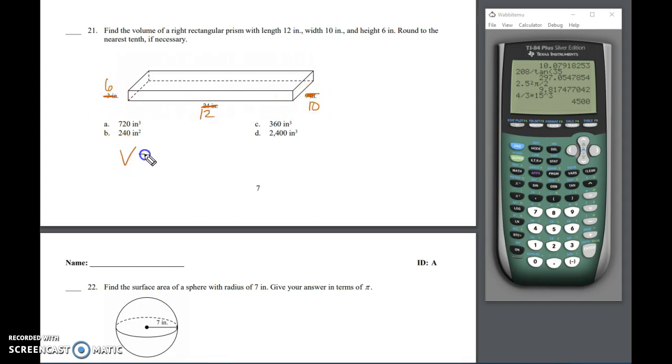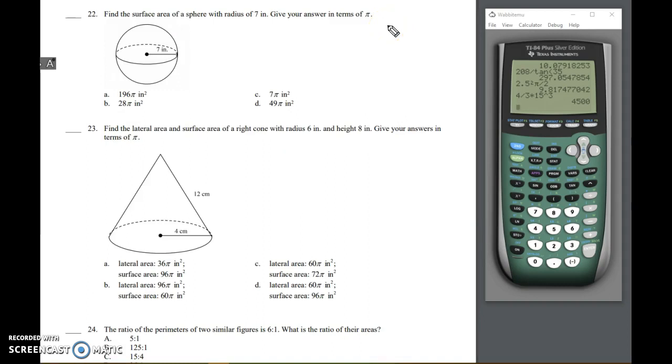And our volume formula is area of the base times height. Since it's a rectangle, that's going to give us length times width times height, which means we're going to take 12 times 10 times 6. And when I multiply it together, that is going to equal 720, and that's in inches, and it's cubed because it's 3 dimensions, and that matches answer choice A. Okay, let me pause the video and move it up.